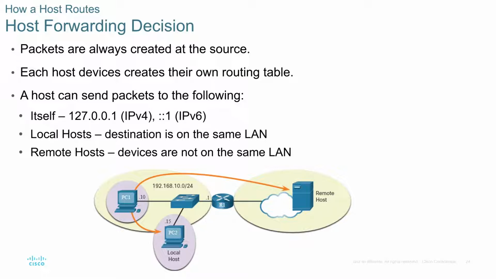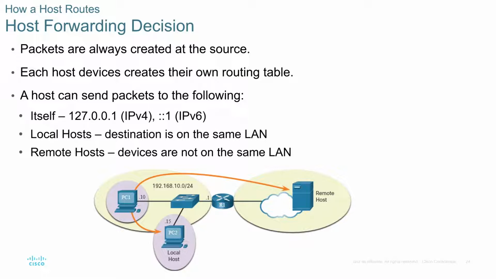A host can send packets to the following. If we want to test whether the protocol stack and our network interface card is working, we could use a command, ping to 127.0.0.1. This is a loopback address that we can use to test our own interface. For IPv6, it would simply be ::1.